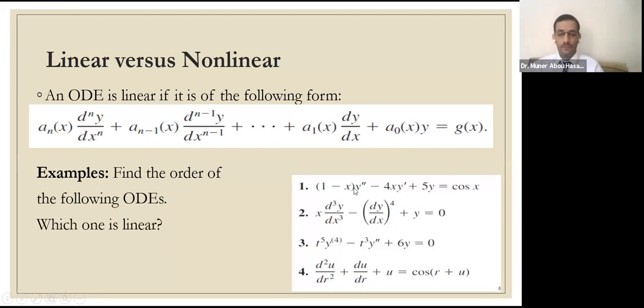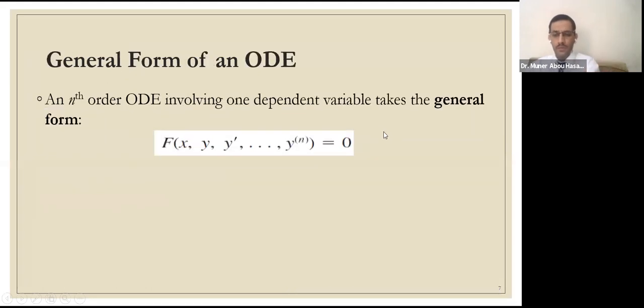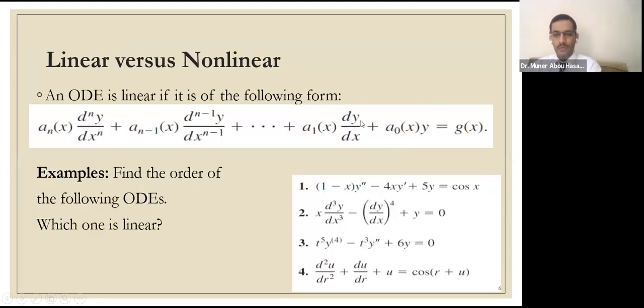The first equation. Let me compare it with the general form. The g(x) is cosine x. y is similar to y. a_0(x) is 5. y prime is similar to the first derivative. Minus 4x is a_1(x). And y double prime also is here, and these are the coefficients.